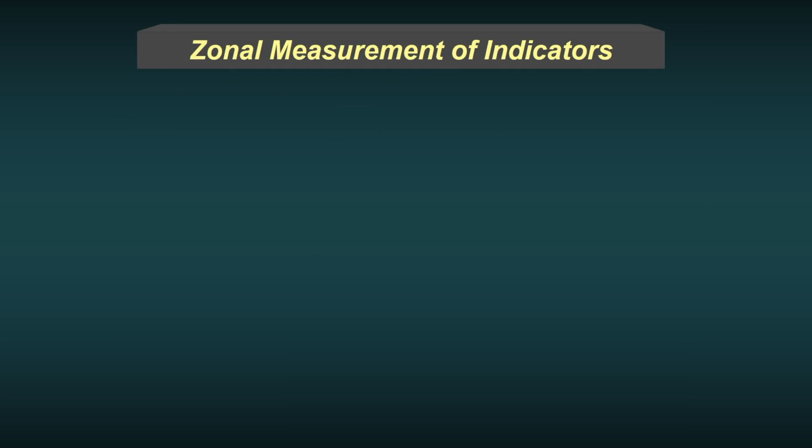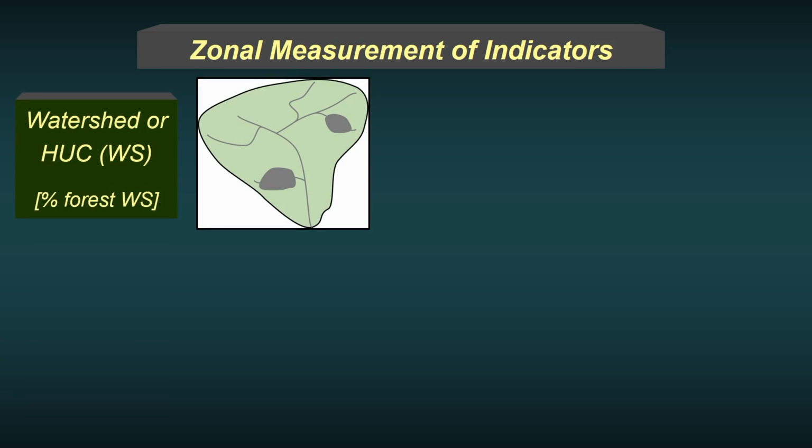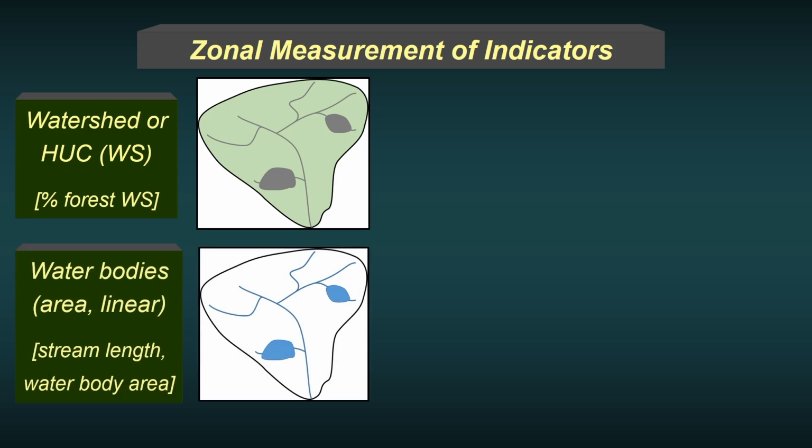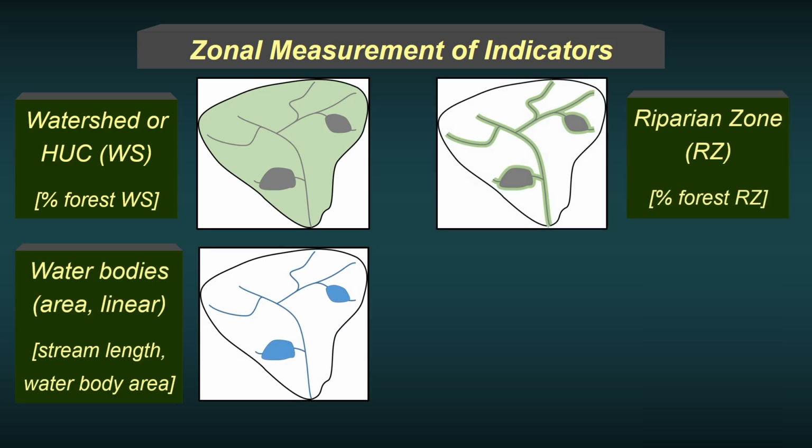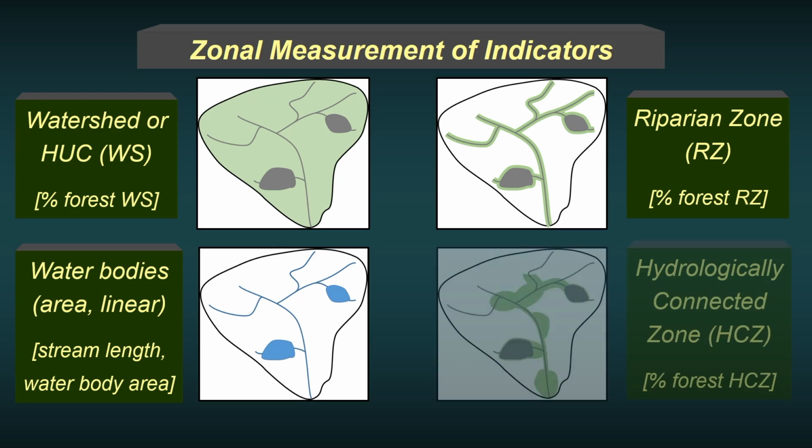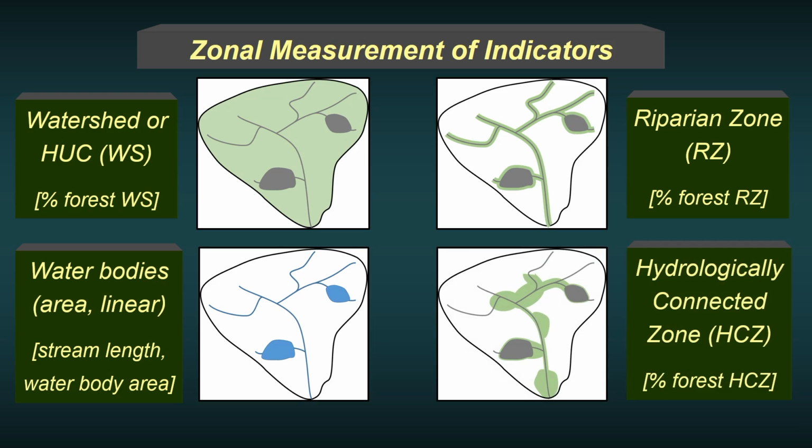Measuring the same indicators in different zones adds variety to the condition-related comparisons one can make. RPS metric names include the letters WS when an attribute is measured for the whole huc or watershed. Some measurements of water bodies are compiled as area and linear totals per huc. Indicators with RZ in the name are measures of a huc's 100-meter buffered riparian zone around its surface waters, and HCZ identifies indicators measured exclusively in the hydrologically connected zone, which is based on a topographic wetness index and contiguity with surface waters.